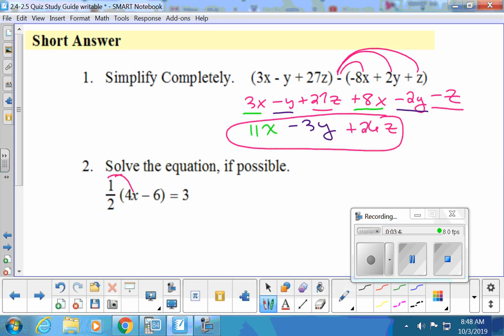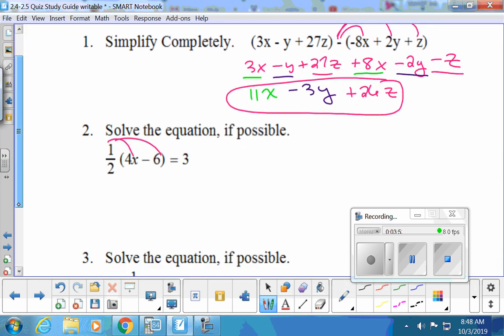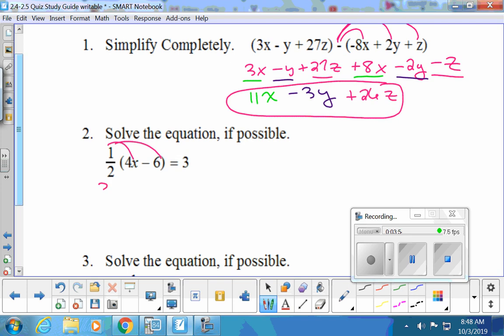Let's distribute the 1/2. So let's do that. What is 1/2 times 4x? 2x. What is 1/2 times negative 6? Negative 3. That's probably what 95% of students would do first. We're going to go with it. The other option would have been to multiply both sides by 2 over 1 to clear the fraction, but most people don't do that.